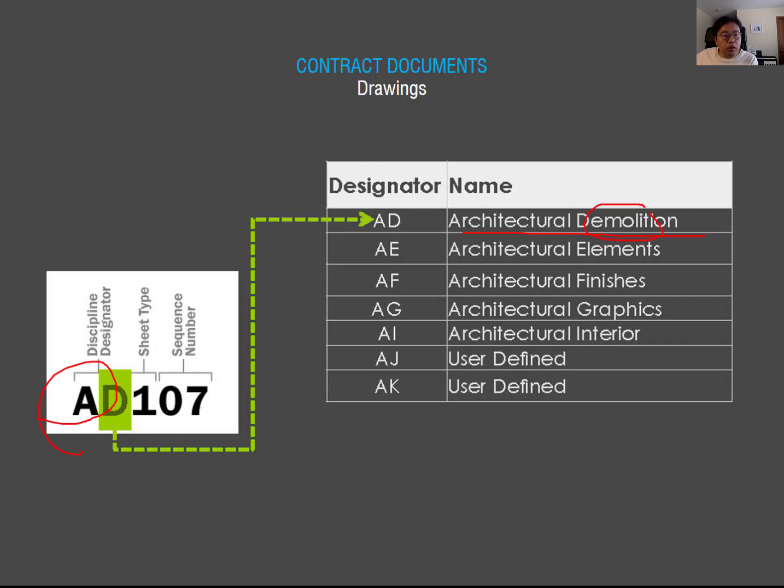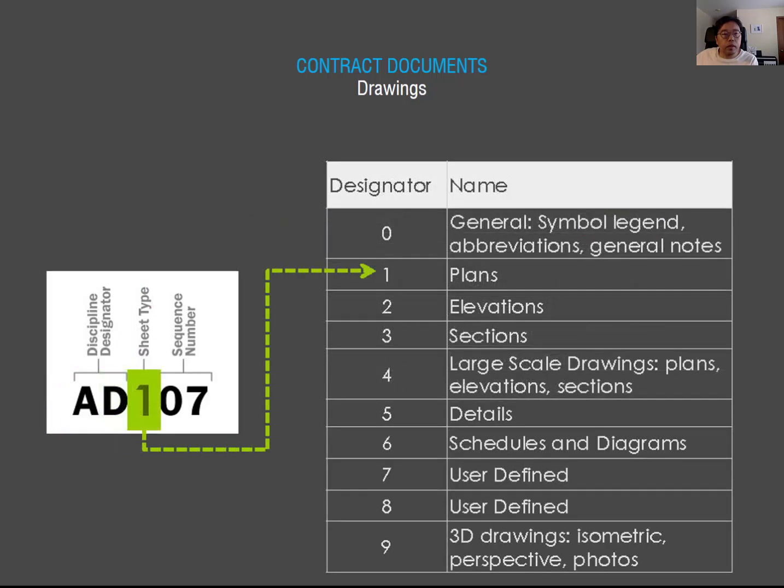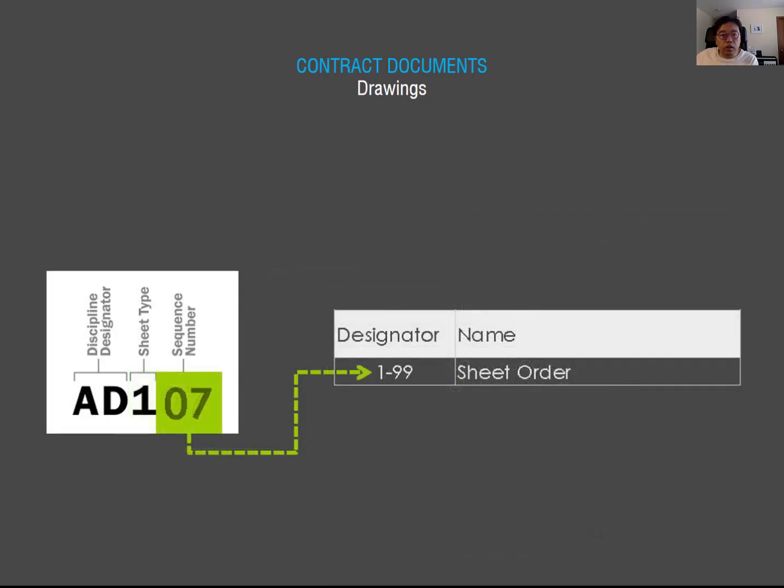And then you go to the sheet type. It's the 1. Sheet type 1 is usually plan, 2 is elevation, and 3 is section. You just follow this name from the designator. So AD1, which is architectural demolition, is about the plan, and next is the sequence number. The sequence number is like a sheet number. So it is the architectural demolition plan.